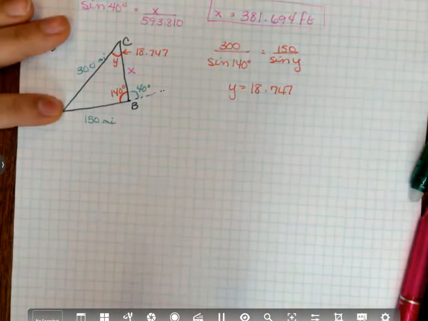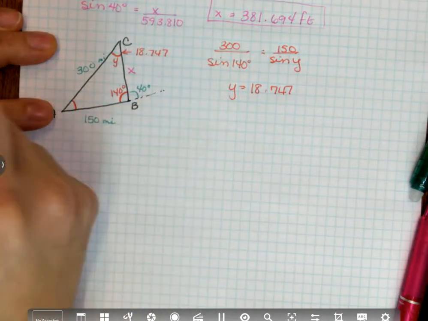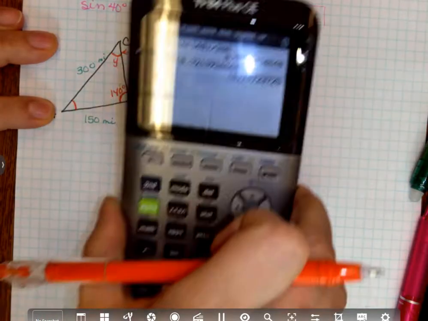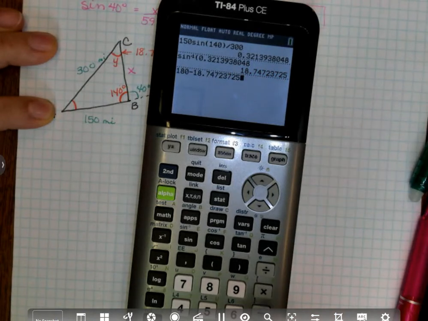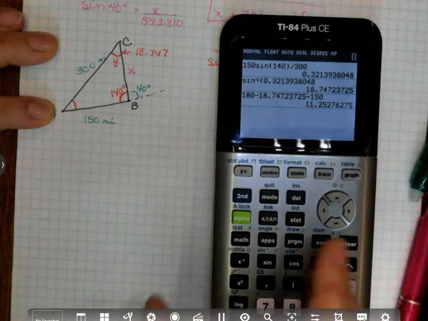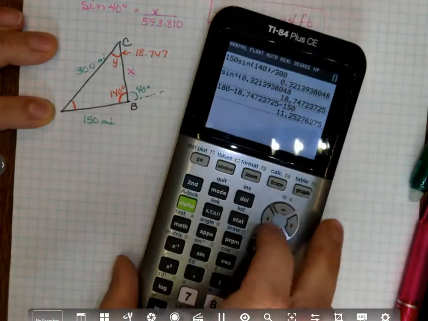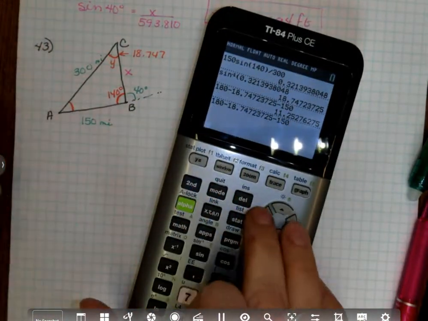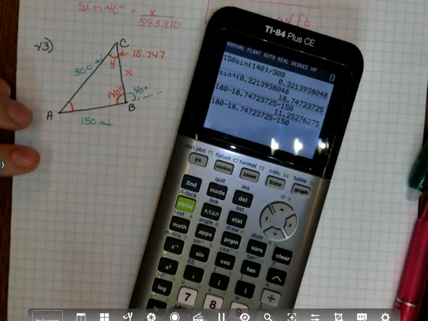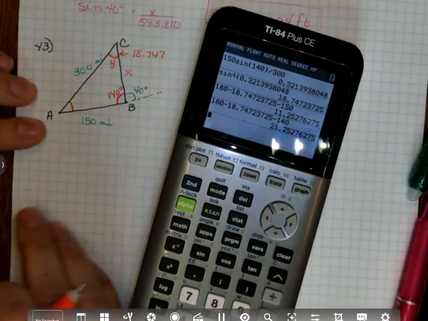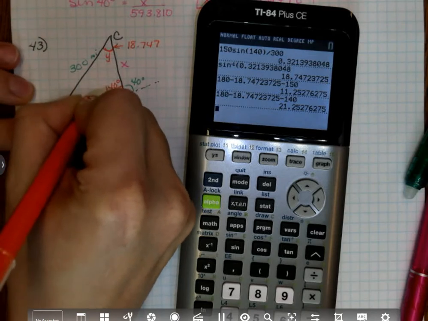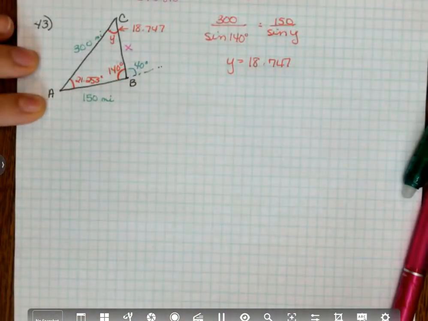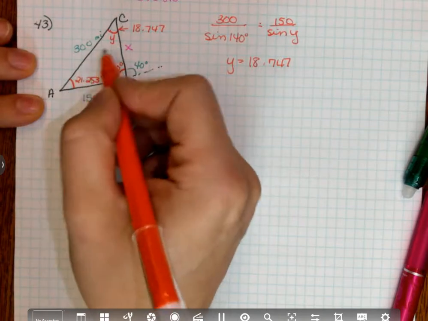And if that's that angle, can I figure out what this angle down here is? Yeah, so I'm going to take 180 minus that guy, minus the 140 that I already knew about. No, it's not 150, sorry, 140. I pulled my numbers from the wrong spot. And so I'm going to get 21.253 degrees. And that now gives me my angle-side pair.